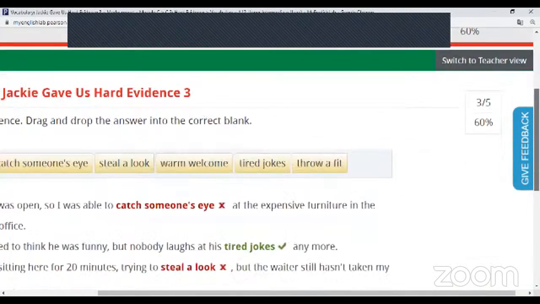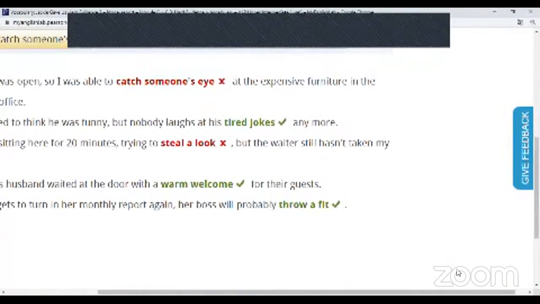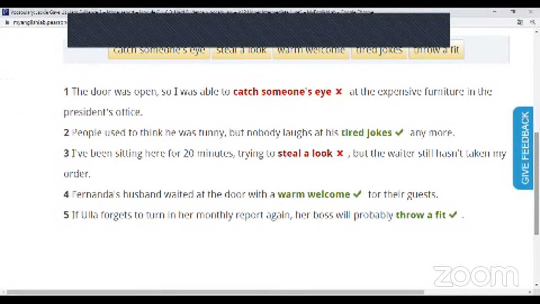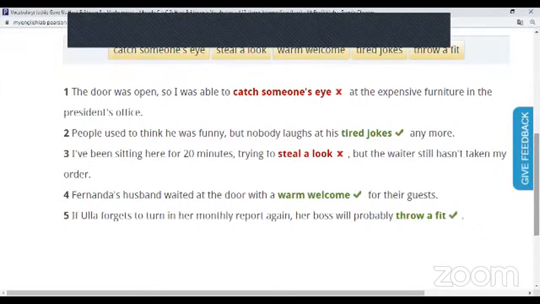Sixty. Let's see what we had wrong. Oh. We had the meaning correct. Okay, so Villarroel, we were correct on to throw a fit. So we only had 2 wrong. We can pretend that number one goes with number 3 and vice versa. The door was open, so I was able to steal a look. That makes sense. Estaba abierta la puerta, así que pude robar una mirada, robar un vistazo.